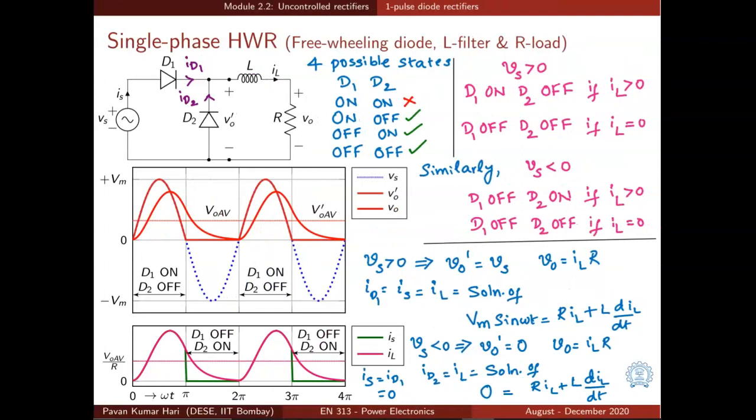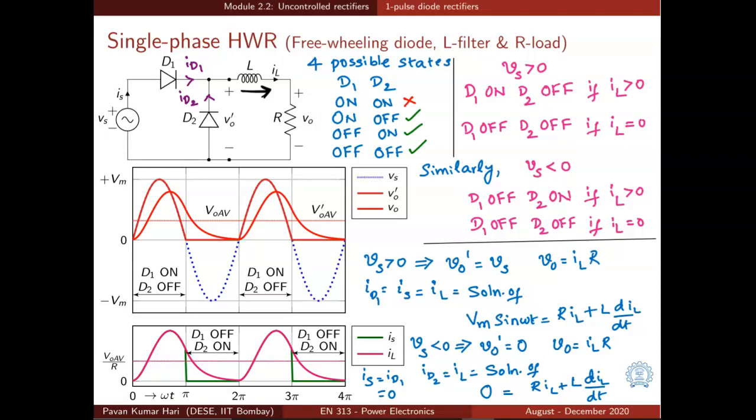When the input voltage is positive, D1 is on and D2 has to be off if IL is greater than 0. As long as the current through the inductor IL is positive, it can only be positive or 0. So when the current is positive, D1 should be on and D2 should be off, and if the current is 0, both should be off. That is the only possible case.